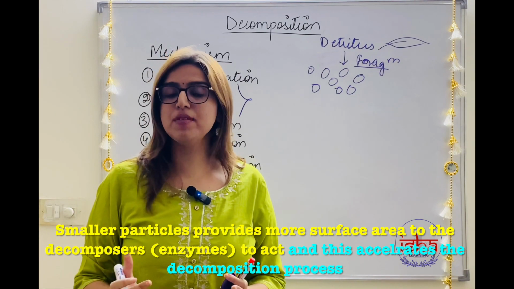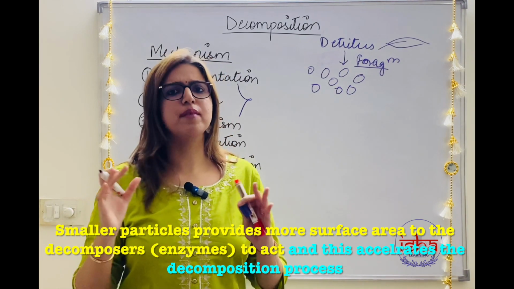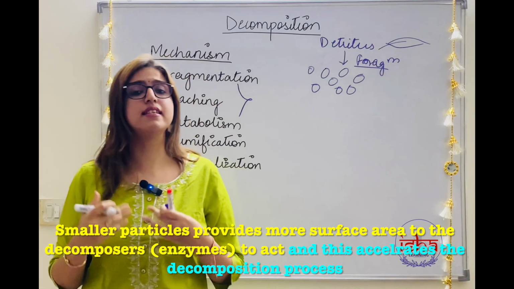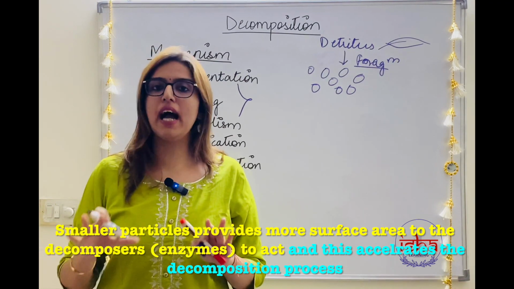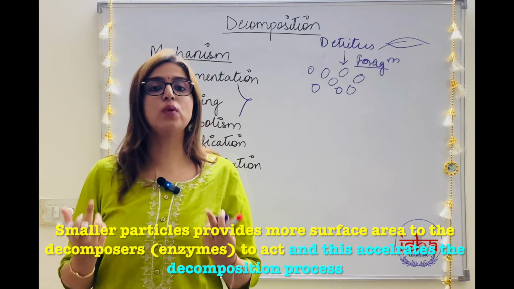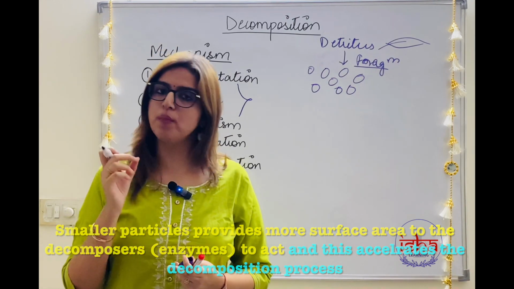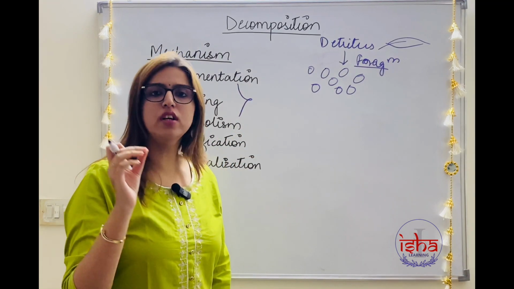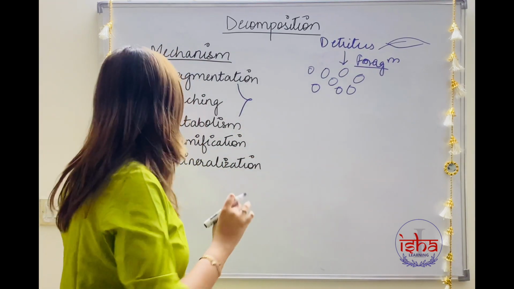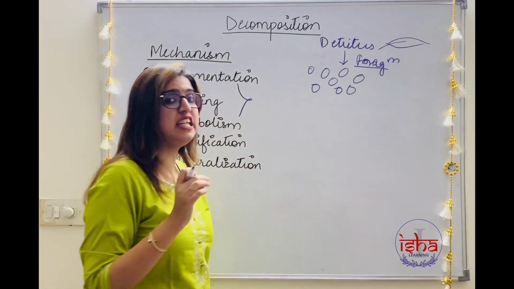The enzymes that act on it, फंगाई, बैक्टीरिया, डिकम्पोजर्स आएंगे, एंजाइम्स रिलीज करेंगे, एंजाइम्स ज़्यादा सरफेस एरिया पे एक्ट कर पाएगी. दिस इज गोइंग टू एक्सेलरेट द डिकम्पोजिशन प्रोसेस. सो फ्रेगमेंटेशन में क्या बन गया? स्मॉलर अभी यूनिट्स बन गए हमारे पास. द नेक्स्ट स्टेप इज नाउ लीचिंग.